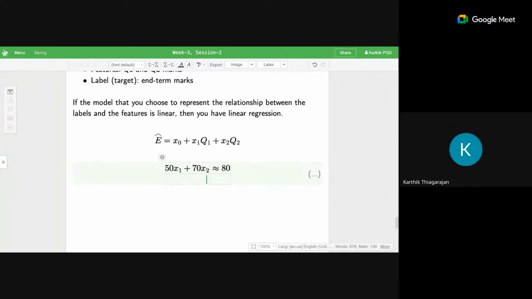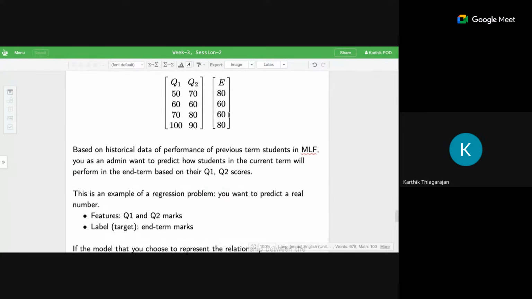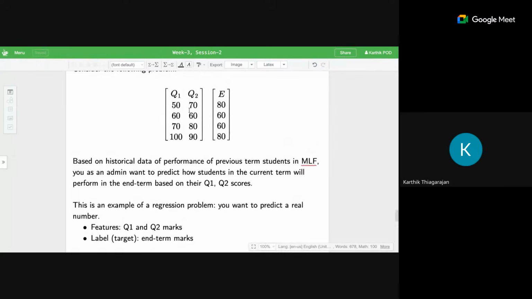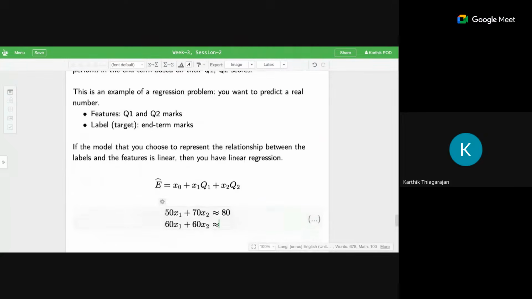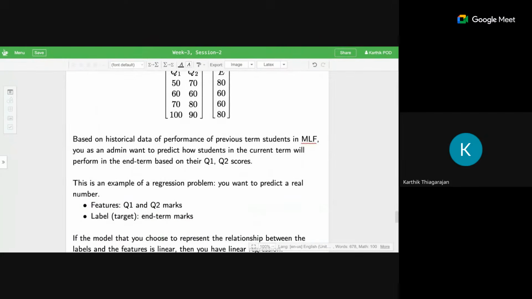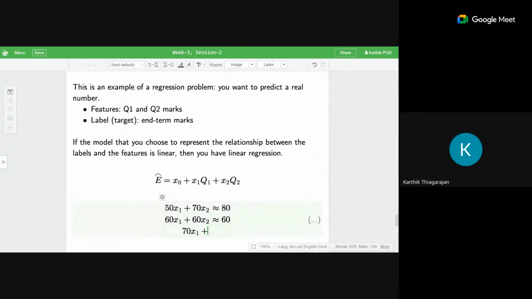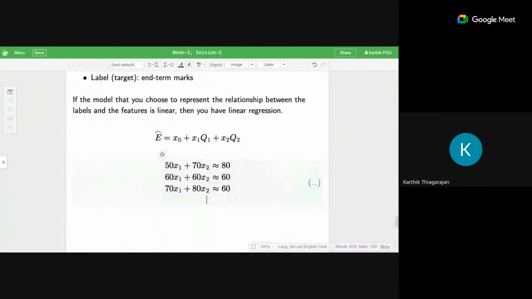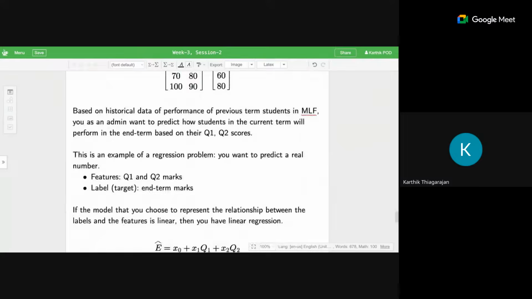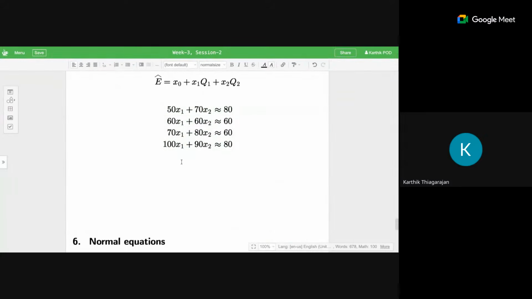Yes. Okay. So for the second student, likewise, you have 60, 60. Just for completeness, I'm going to do the whole thing. So 60 X1 plus 60 X2 is approximately 60. The third student is 70, 80, so 70 X1 plus 80 X2 is approximately 60 again. And finally, you have 100 X1 plus 90 X2, approximately 80. Okay, so this is the practical situation that I was talking about.